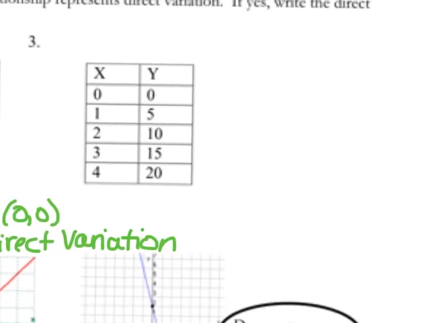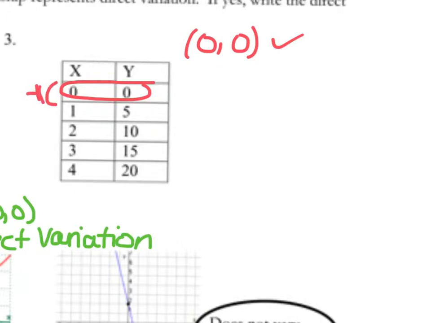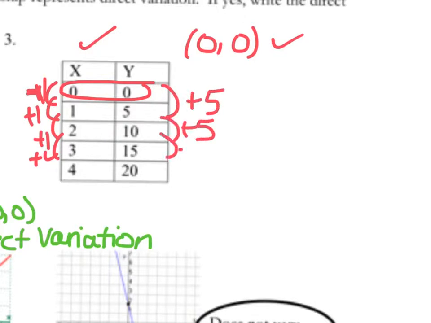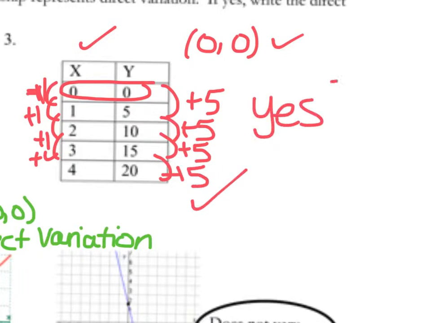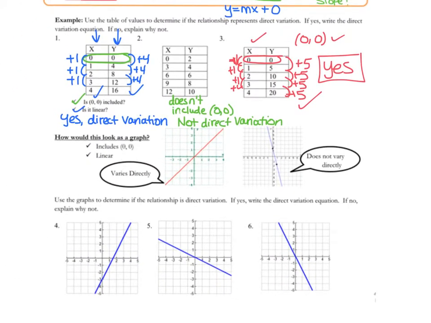Okay, last one. Let's check. All right, first of all, I see 0, 0. So 0, comma 0 is a check. Now I check if it's linear. So let's see, we got plus 1. We got plus 1. Plus 1. All right, so my x's are good. Everything's going up by 1, and my y's, plus 5, perfect. Everything's going up by 5, so this is linear, so this is a yes. It does vary directly. Amazing. So that's with the table of values.